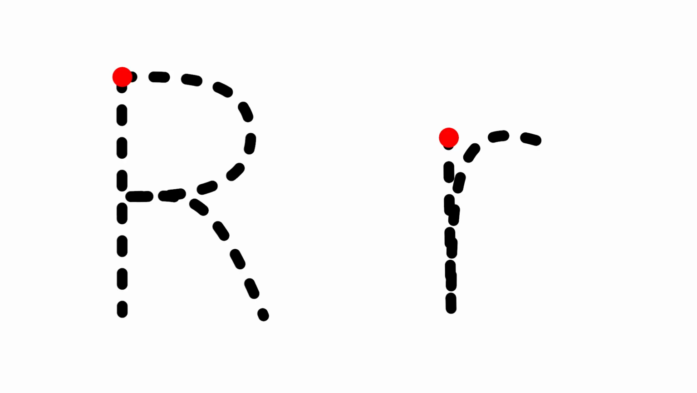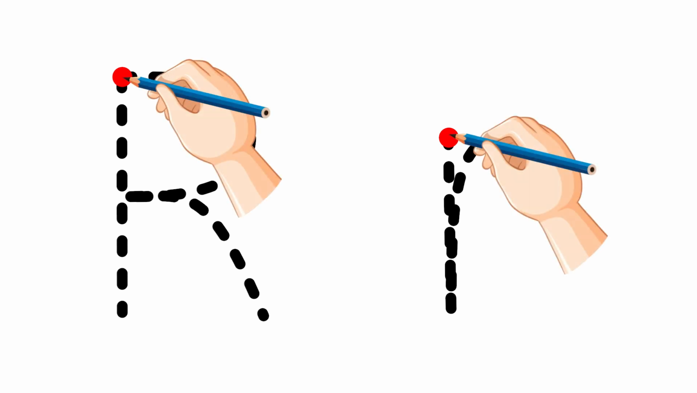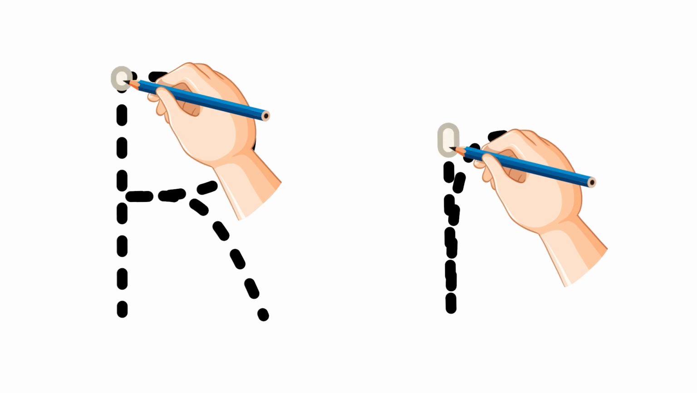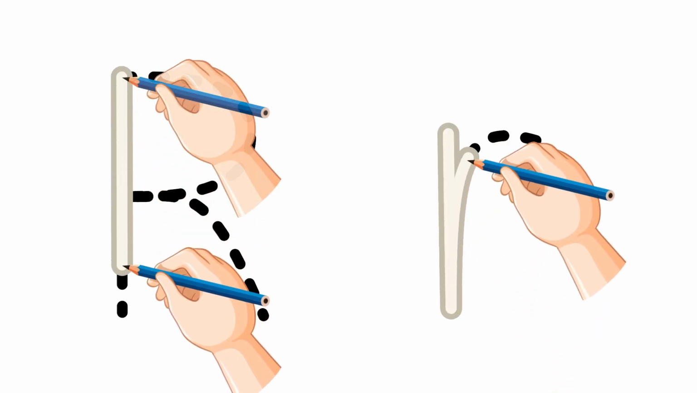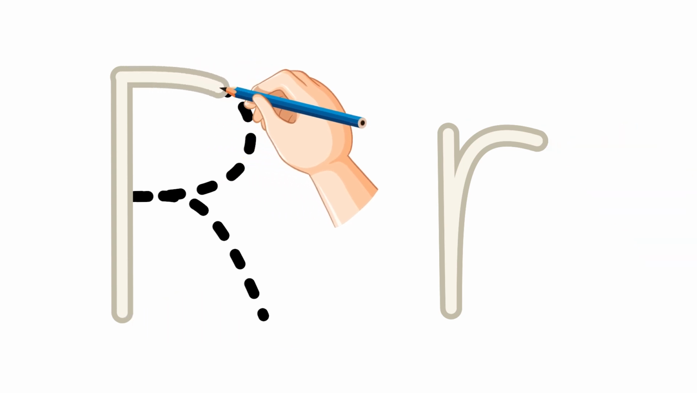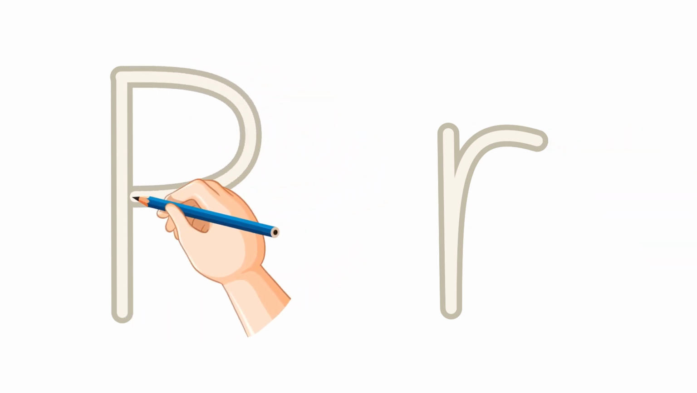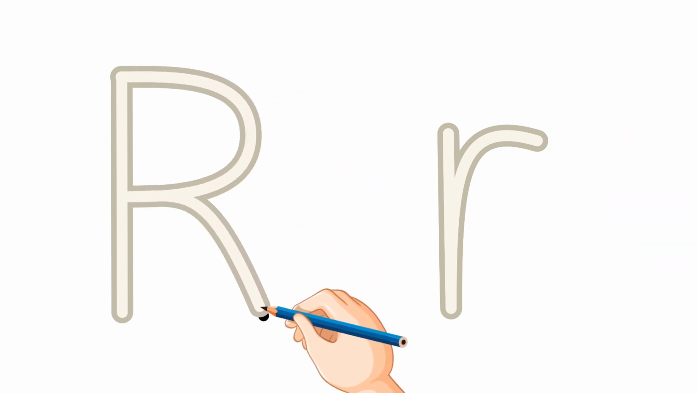Let's learn to write letter R. It's very easy. Can you see the red dot? Place your pencil on red dot and move it on other dots. It is very easy. Now, practice to write capital and small letter.